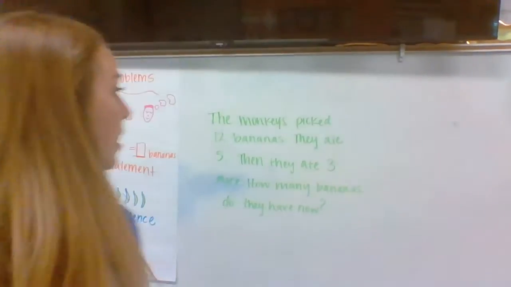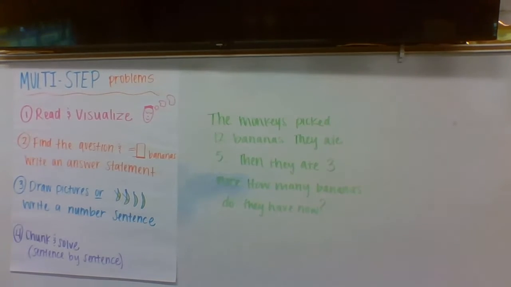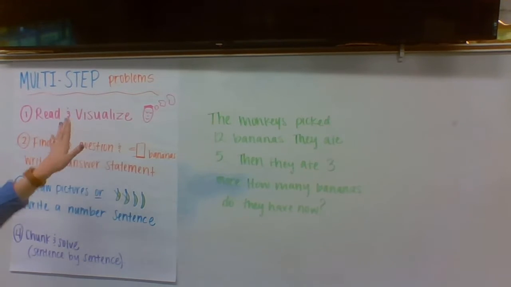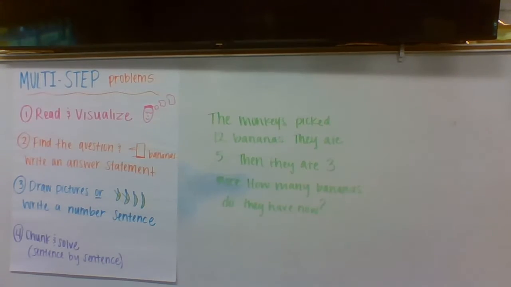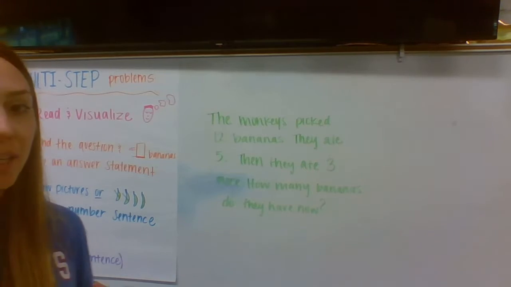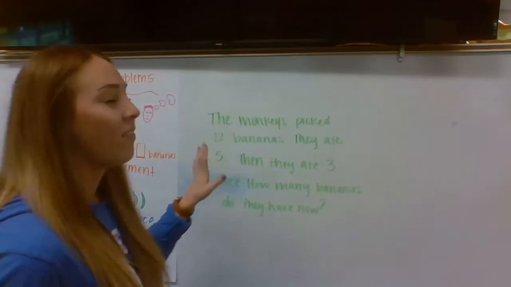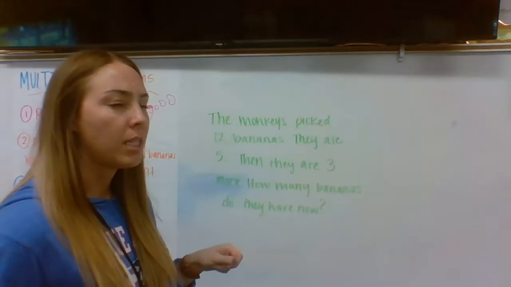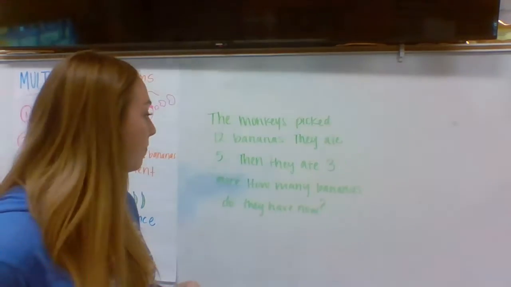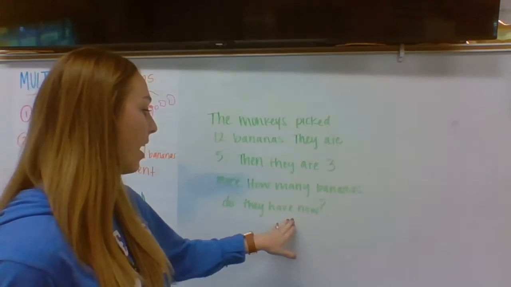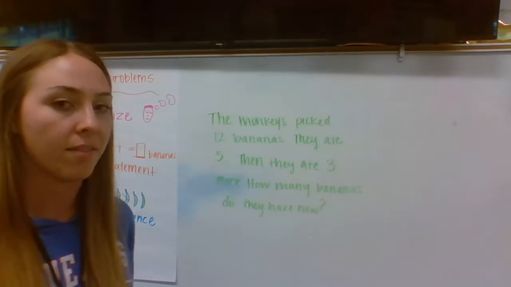It says, the monkeys picked 12 bananas. They ate 5. Then they ate 3 more. How many bananas do they have now? So my first step, read and visualize. I'm picturing monkeys in a tree. There they are picking all 12 bananas. So now they have a pile of 12. They ate 5 of them, so I'm imagining 5 being taken away. And then they ate 3 more, so I need to take away 3 more. How many bananas do they have left? Or how many bananas do they have now?